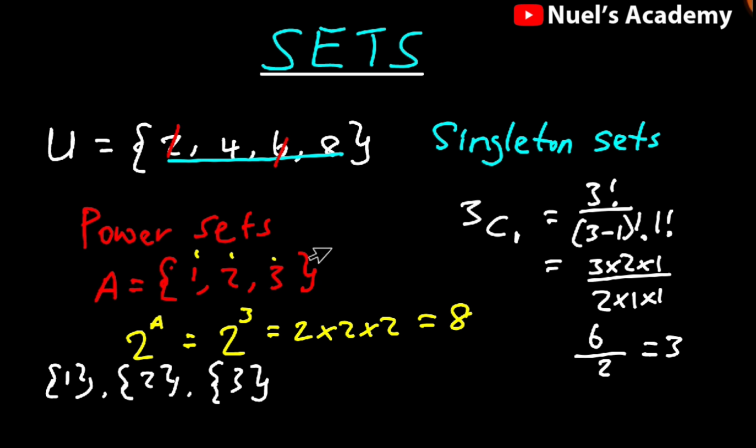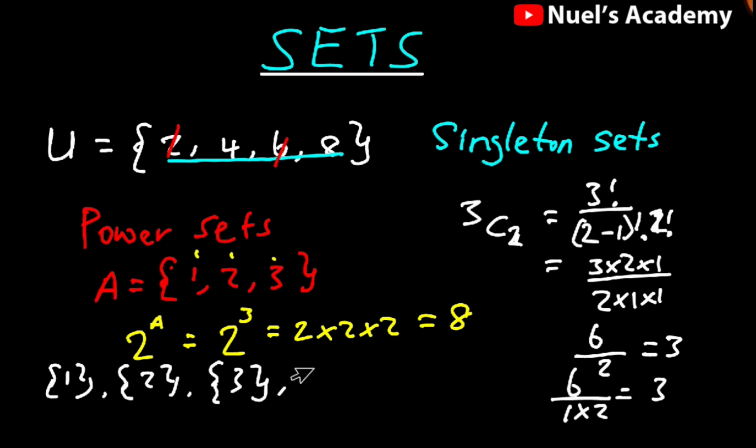How about the subsets of 2 elements? We're just going to replace 1 here with 2, right? And then if we do that, we're going to have 2 here. It's going to be 3 factorial divided by 3 minus 2, multiplied by 2 factorial. So we have 3 factorial already, equal to 6, divided by 3 minus 2, which is equal to 1, multiplied by 2 factorial, which is equal to 2. So 6 divided by 2 is equal to 3. So the number of subsets with 2 elements is also equal to 3.